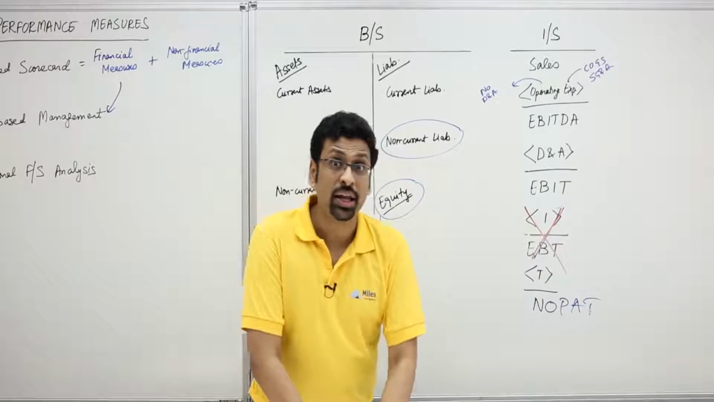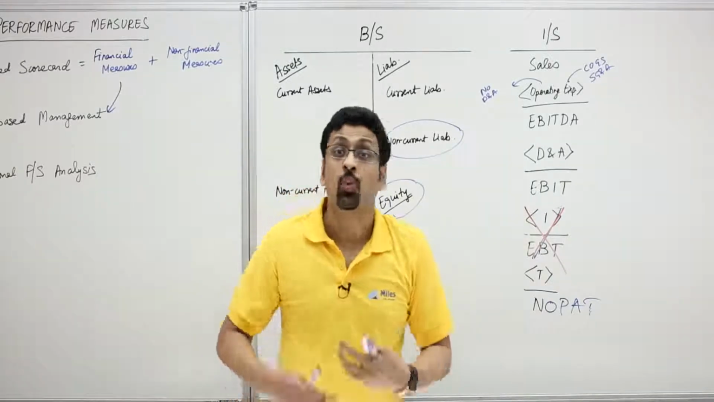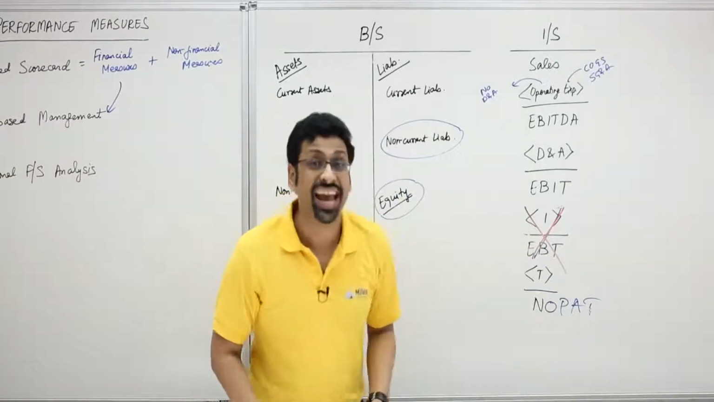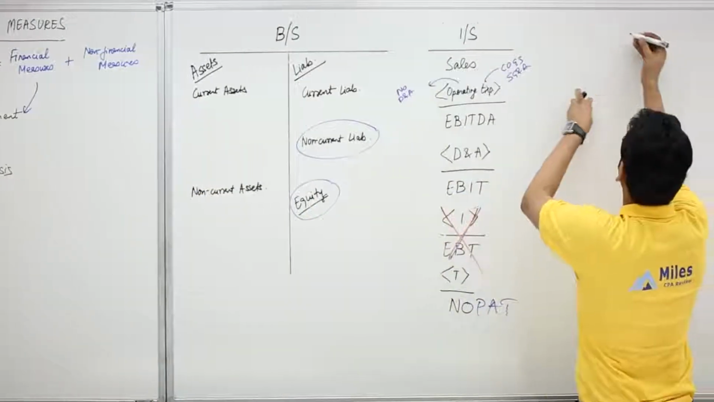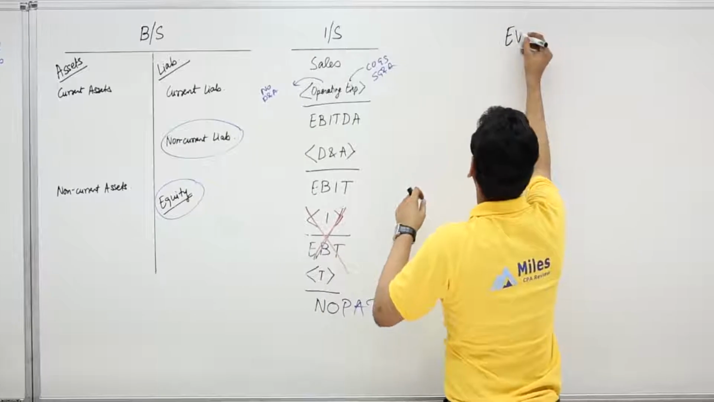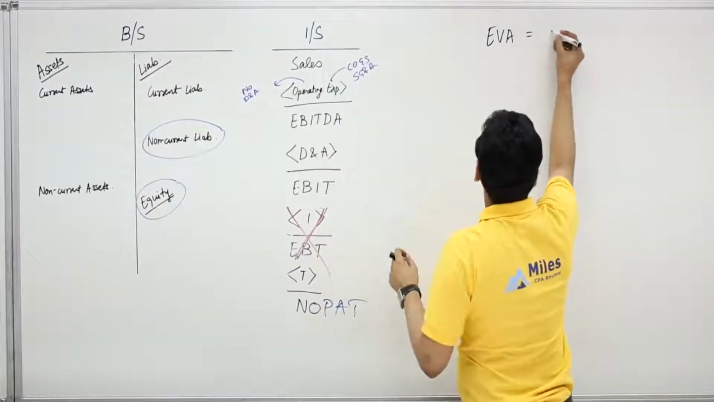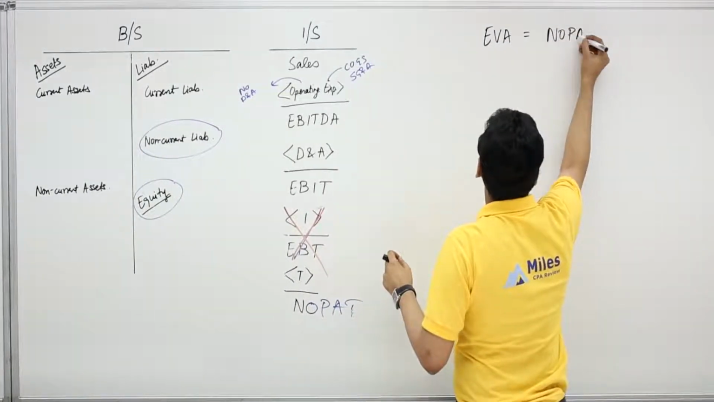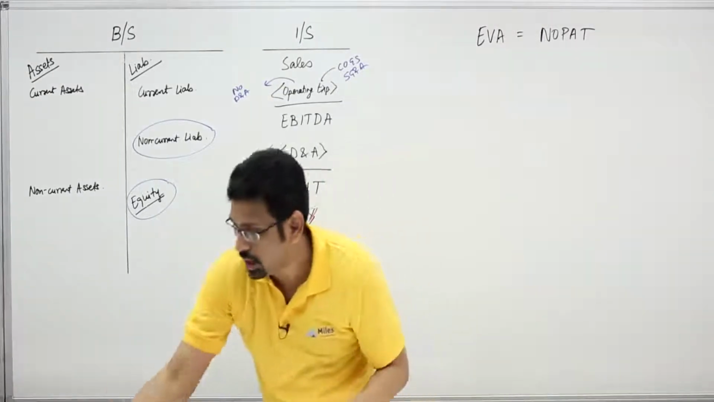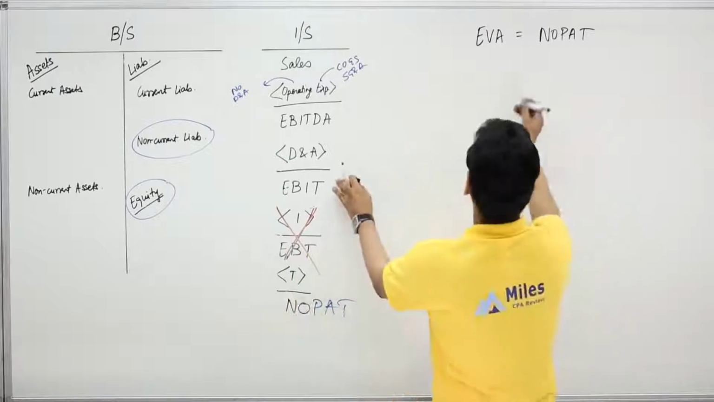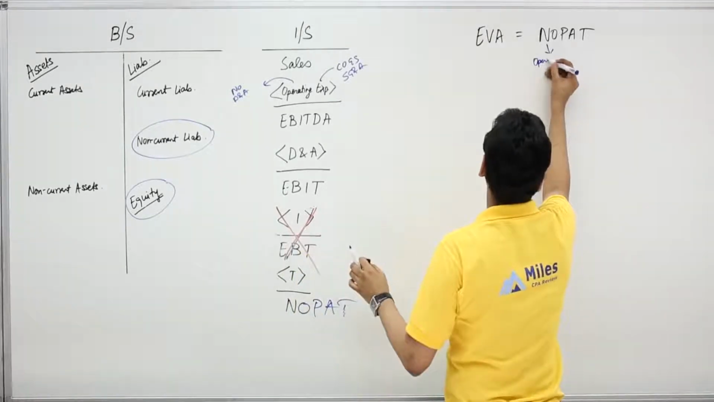Now we are looking at calculating the economic value added. What's the economic profit that the entity has generated? Now for that, we're going to have a formula here where we're going to say economic value added is equal to net operating profit after tax. So we're going to start with this number. This is nothing but operating profit into 1 minus tax rate.